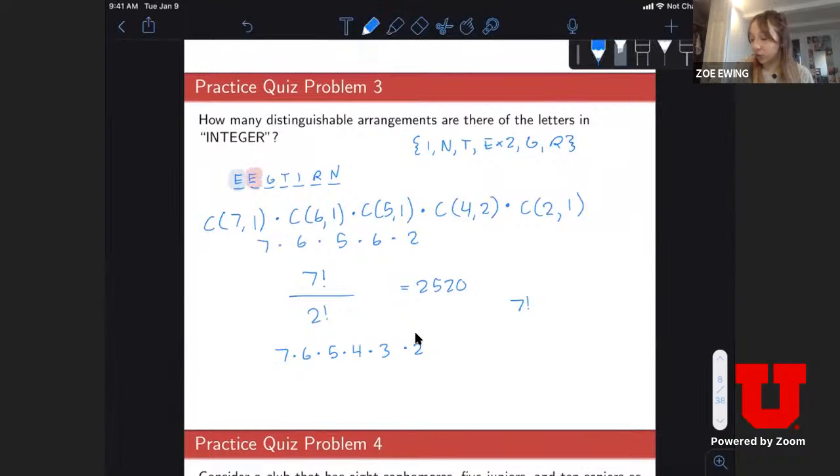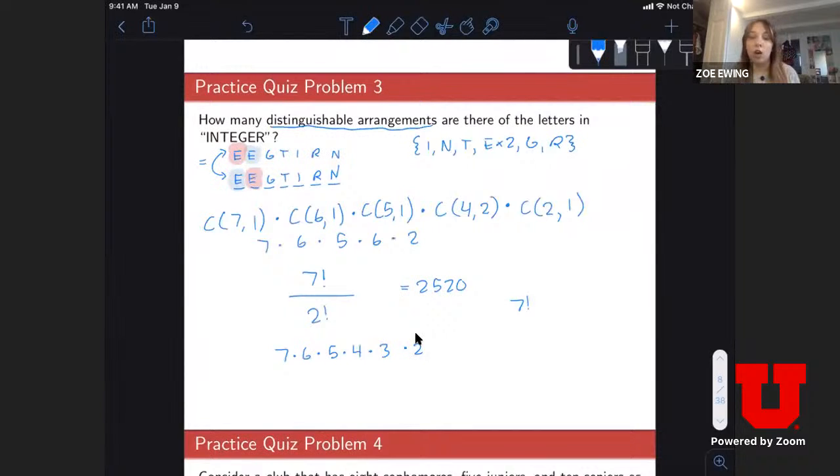And if we switch those, G, T, I, R, N, if we switch those, then these are actually still going to be the same, no matter what. They're still technically the same distinguishable arrangement. That's the important thing. These are not distinguishable from each other, so we don't want to count them. So this dividing by 2 factorial basically just cuts those out.